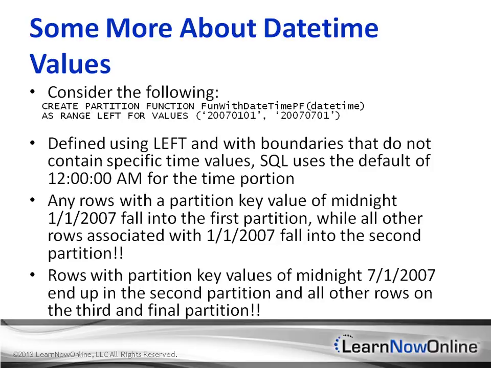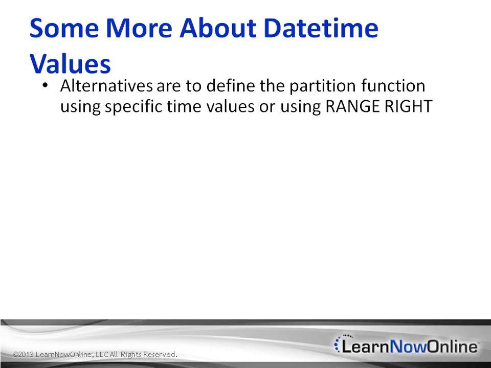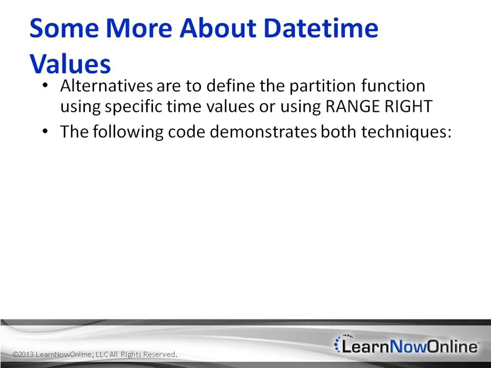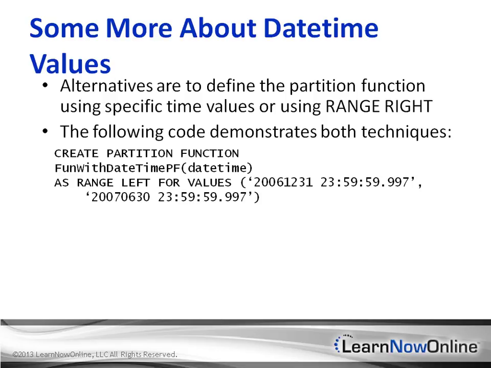They end up in the second partition, and everything else greater than July 1st, 2007 falls in the third and final partition. And while this is really subtle, what it points out is that if you're not careful, you can end up with data falling into partitions that you don't expect them to be in. So there are some alternatives for taking care of this problem. One is to use very specific time values or use range right. Let's take a look at an example of both.